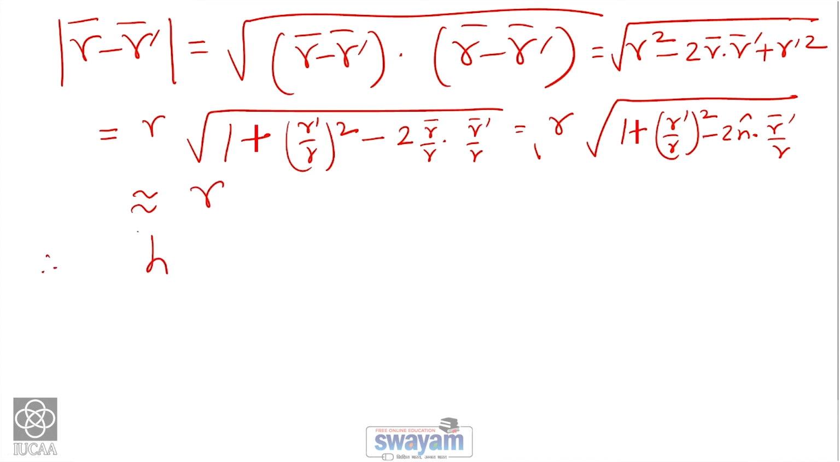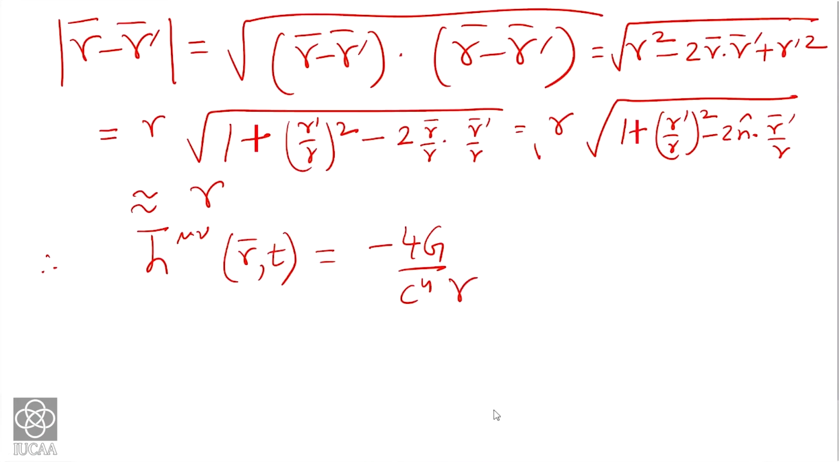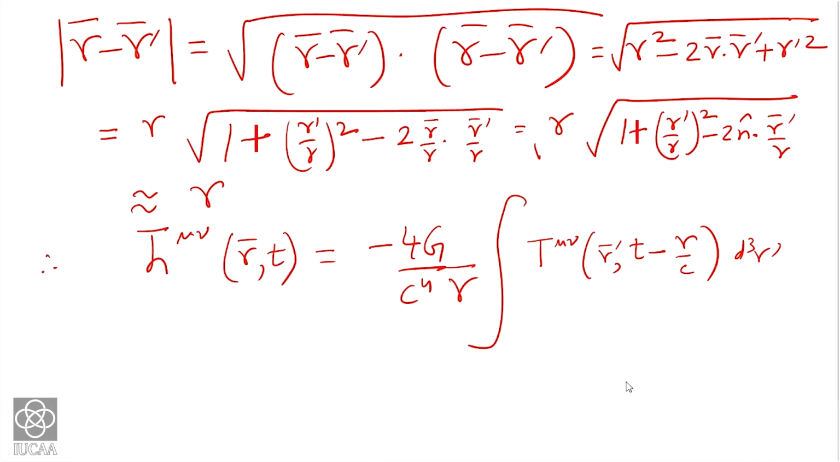Hence, we have found that the trace reversed metric fluctuation h bar mu nu at r at time t is simply minus 4 G by c^4. Now, go back. This we have seen that largely it is r, so it can come out of the integral, and we are just left with the integral, which is T mu nu of r prime and t minus r by c, because mod r prime minus r is approximately r, d cube r prime. Okay. So, therefore, we have found an integral formula for the trace reverse metric fluctuation. Remember, trace reverse meaning this is equal to h mu nu minus half eta mu nu h.